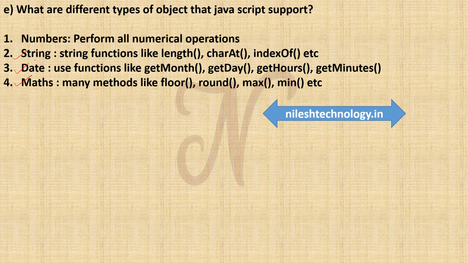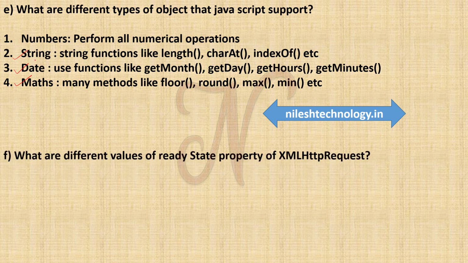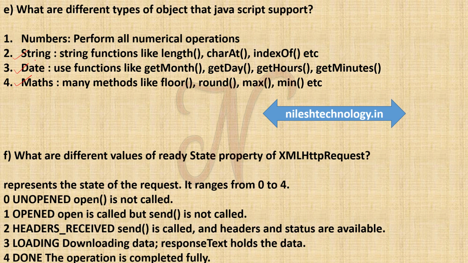Then, what are the different values of the readyState property of the XMLHttpRequest? See here, there are a total of 5 values, 0 to 4. 0 means unopened, 1 means opened, 2 means headers received, 3 means loading data, and 4 is done: the operation is completed successfully.